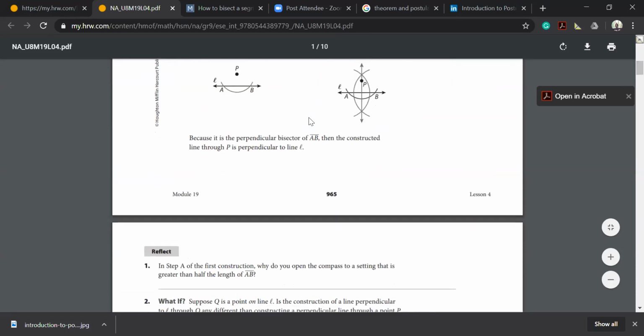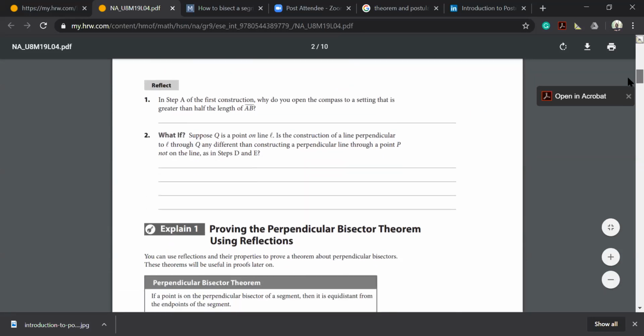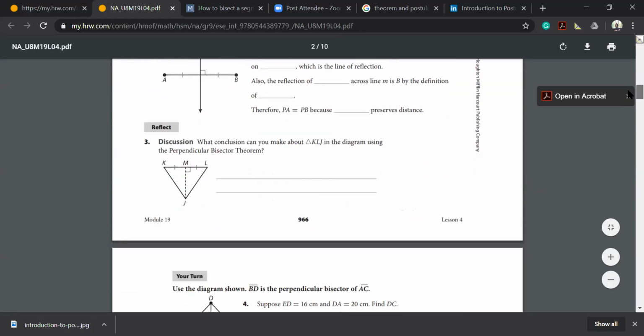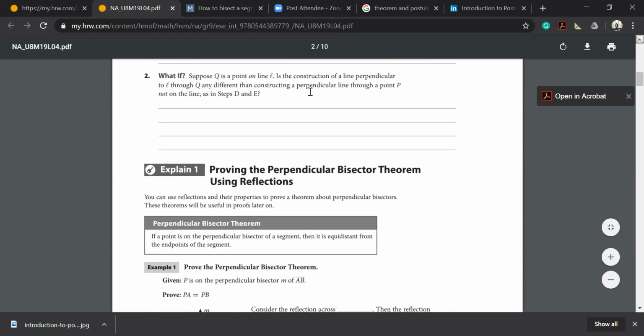Okay, girls. So by this, we finished the first page in the new lesson, page 965. And in the second period, inshallah, we are going to be starting in Explain 1 in page 966. Thank you very much and see you next period.